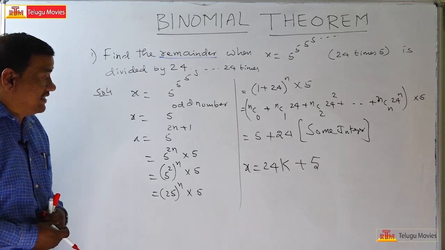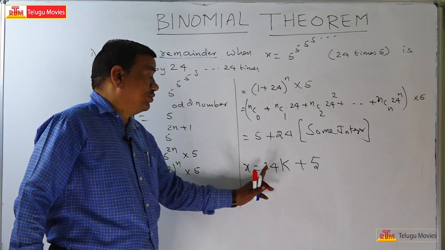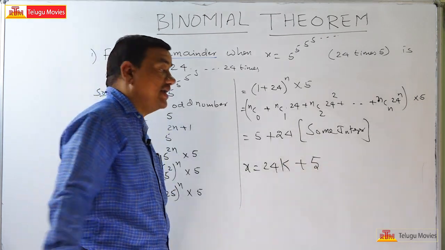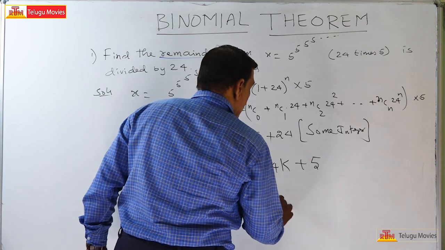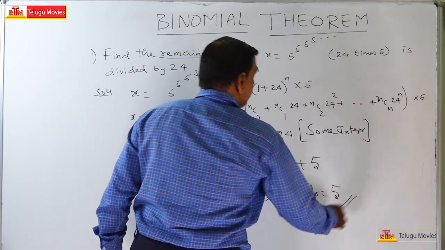So the number x can be expressed as 24 into some integer plus 5. That means dividend is equal to divisor into quotient plus remainder. Therefore, the remainder is equal to 5.